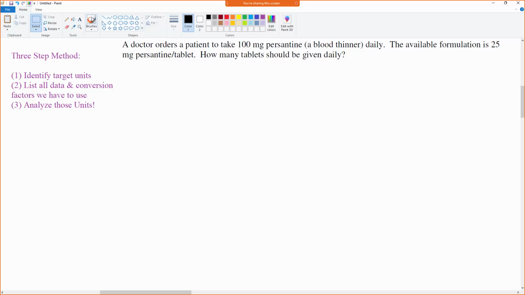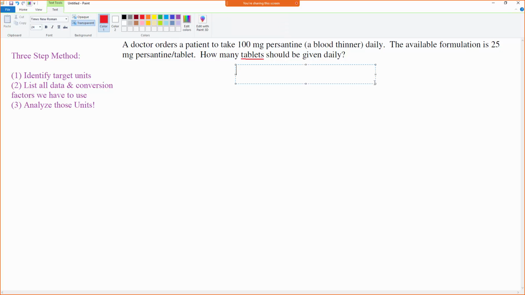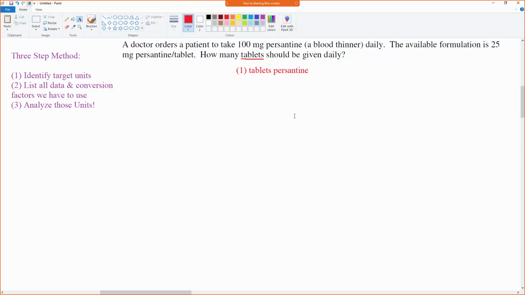What are our target units? And if you're feeling confident, by the way, you can work a little bit ahead of us and then check to see if you're getting the same answer as we are. Okay, perfect. Our target units are tablets, okay? And specifically, our drug here is persantine. So we need tablets of persantine. I don't know how to pronounce that.